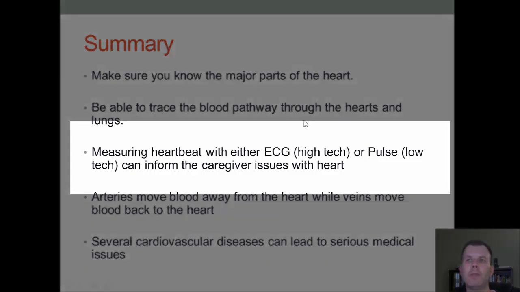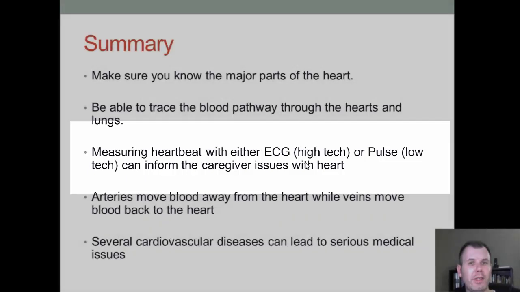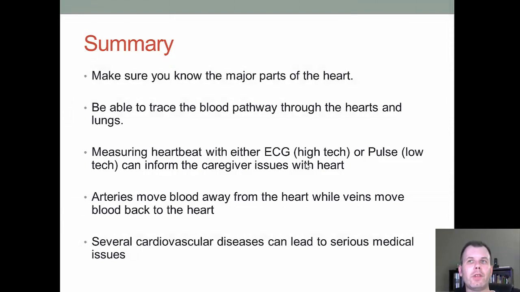Measuring heartbeat with either the ECG, which is the high tech, looking at the electrical impulse, or the pulse, that would be low tech, measuring your heart. So either way, you can see if you're struggling. Sometimes you can feel if you're missing a beat. Sometimes you can even feel it in your chest. And again, this can inform your caregiver of issues of the heart. So looking at those things and figuring out if something's going on there.